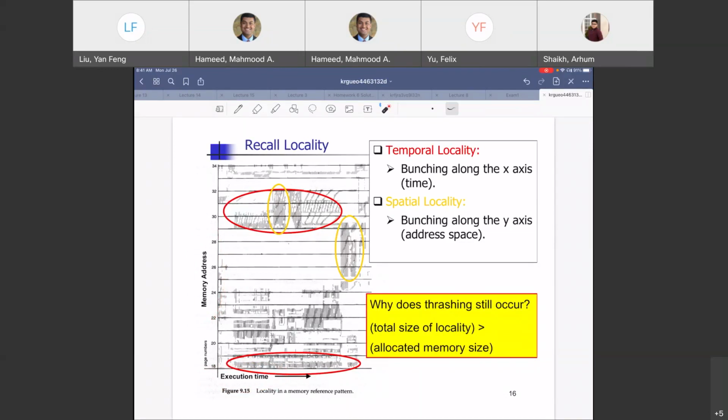So if you are bunching along the x-axis over here, that means that execution time is very correlated, right? So what that means is you are getting a memory access for the same memory address or nearby memory addresses as time goes on. So in a given time window, you're accessing some things that are nearby in memory address space. The probability for that happening is very high, right? So when the memory accesses are bunched up along the x-axis, that is called temporal locality. That's execution time.